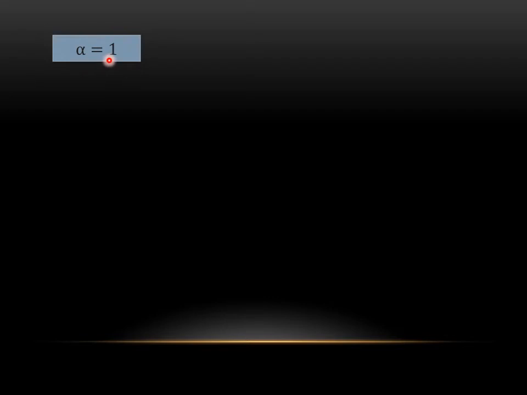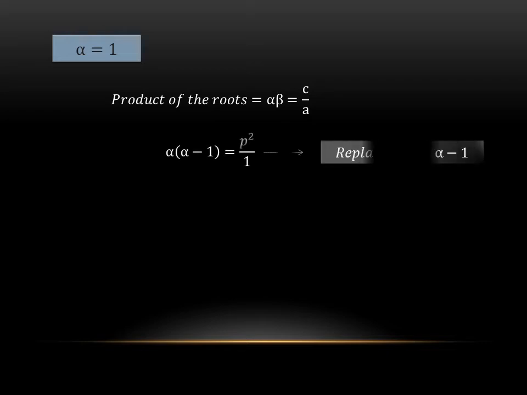What we are going to do now, we are going to find the product of the roots. Previously, we found the sum of the roots and through the sum of the roots, we got the answer of alpha, which is 1. So coming to the product of the roots, alpha beta is equals to c over a. We have to replace this beta. Replacing beta as alpha minus 1, we will get alpha into alpha minus 1 equals to the value of c, which was p square, and a is 1.